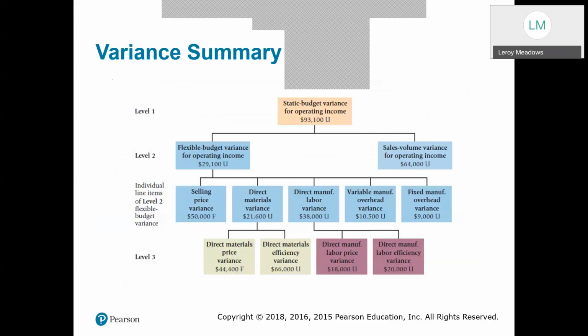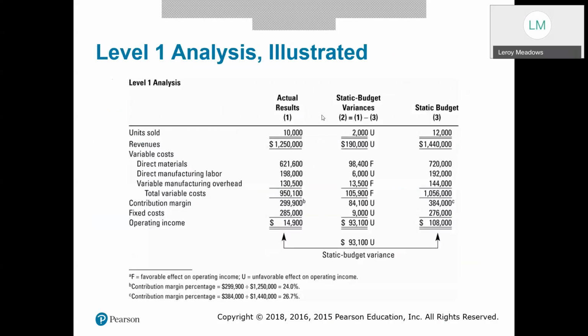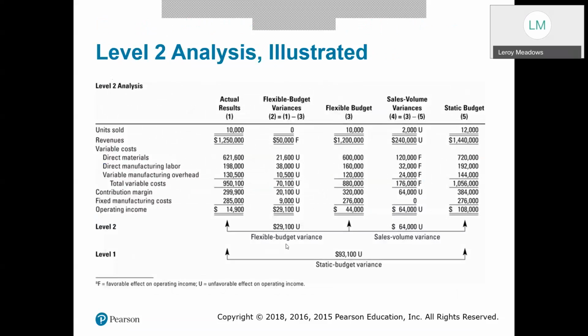So here's just an overview and a summary of the variances here. The variances we have here are static budget variance. And remember, our static budget variance we broke down into our flexible budget variance for operating income and our sales volume variance for operating income. There's no more breakdown of sales volume variance at this point, but our flexible budget variance for operating income is $29,100 unfavorable. And what's going to contribute to that? Well, our selling price variance, our direct materials variance, direct manufacturing labor variance, variable manufacturing overhead variance, and fixed manufacturing overhead variance. So all those variances we saw here contribute to the operating income variance of $29,100. All these variances, the ones we didn't look at today and the ones we did, they all contribute.